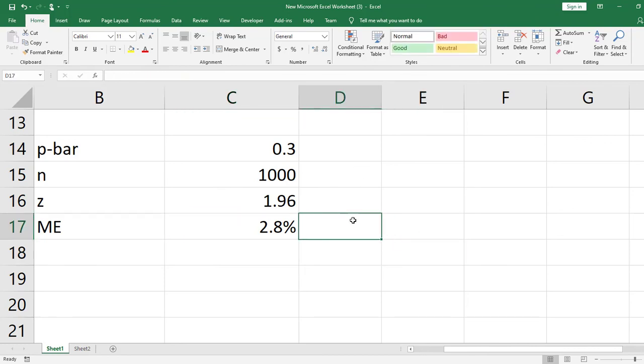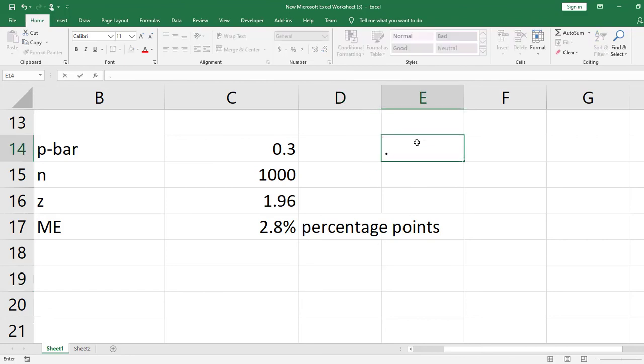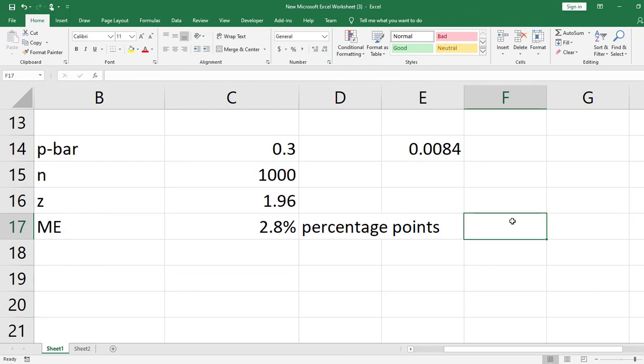Note I said percentage points. Do not say percent, because 2.8% of 30% is 0.3 times 0.028, which is 0.0084. You see, it's confusing. Talk in terms of percentage points. 2.8 percentage points. So I might abbreviate and say plus or minus 2.8%, but we mean percentage points. Otherwise you look foolish.